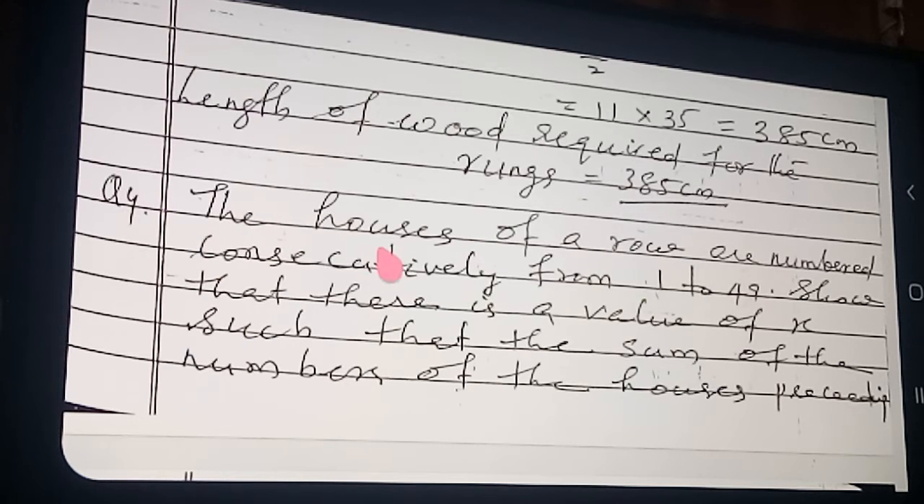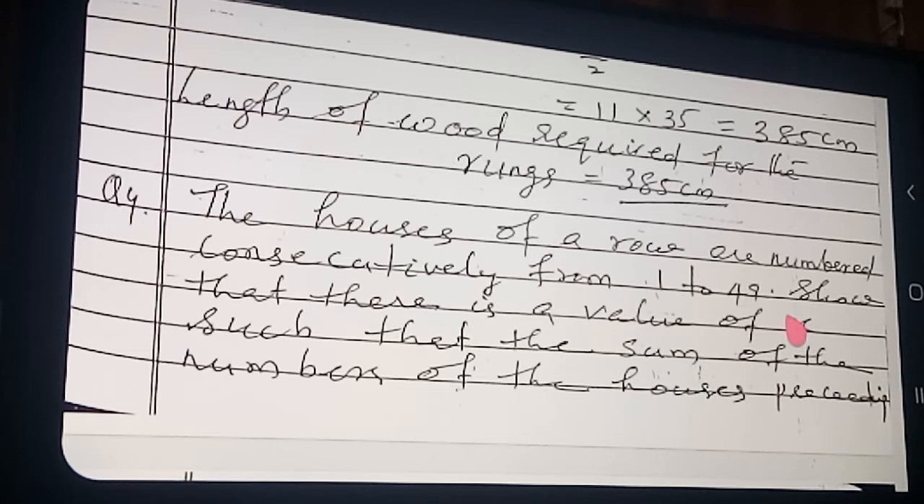Once more, read the question. The houses of a row are numbered from 1 to 49: 1, 2, 3, etc., up to 49. House number 1, house number 2, etc., house number 49. There is one house number, and that house number's value is given as x. What is the property of this x?